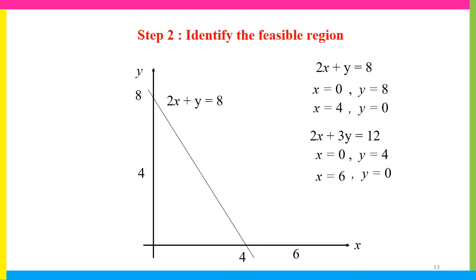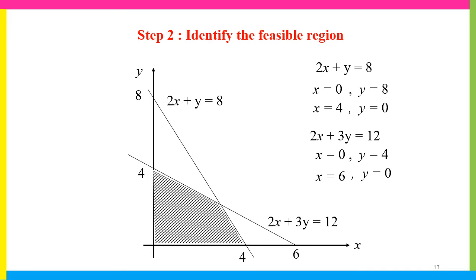Ada 2 points juga: (0, 4) and (6, 0). So connect the 2 points. So sekarang satu lagi point dia. Kita nak cari feasible region. X more than or equal to 0, Y more than or equal to 0. So cari dia punya feasible region. Okay. So, ini adalah feasible region.